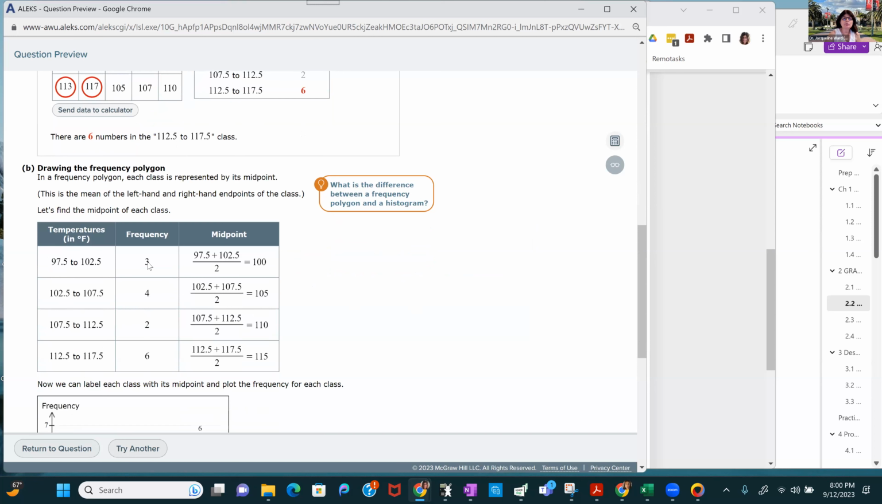Okay, so for each class, we're going to put the frequency over the midpoint. To find the midpoint, you can add the lower and upper endpoints and divide by two. You can also notice that, again, the class width is 5, and so the midpoint is halfway. So you could add 2.5 to the lower or subtract 2.5 from the upper, which here would be easier. If you subtract 2.5 from 102.5, you get 100. Doing it this way, you can often come up with the midpoint mentally without doing all these calculations.